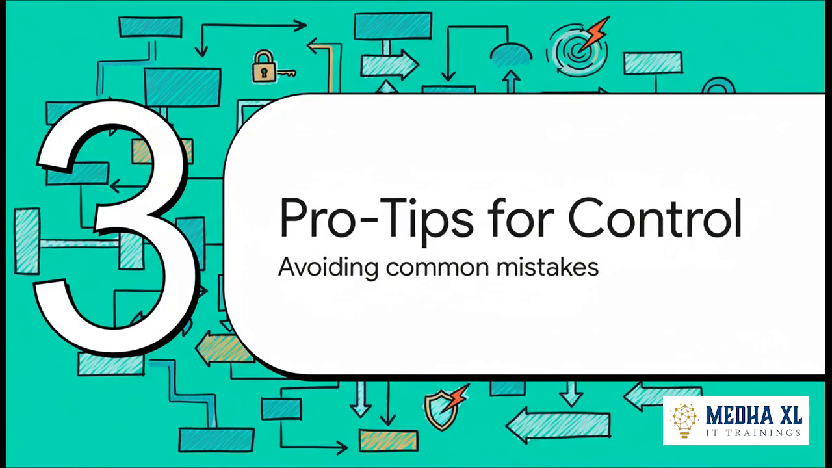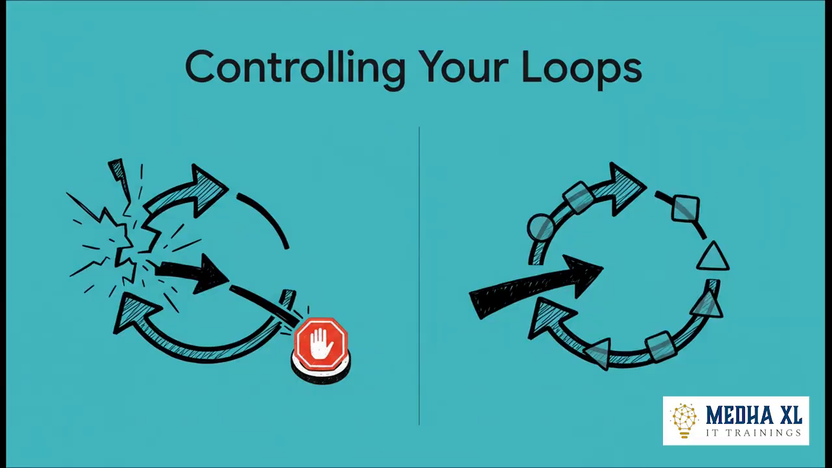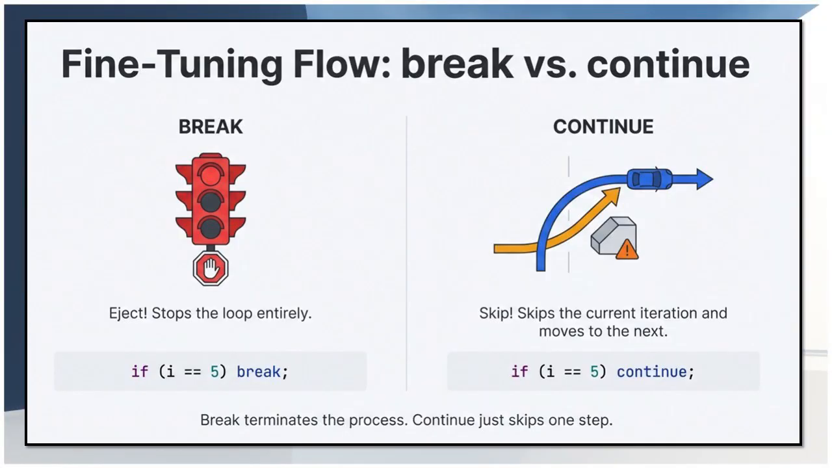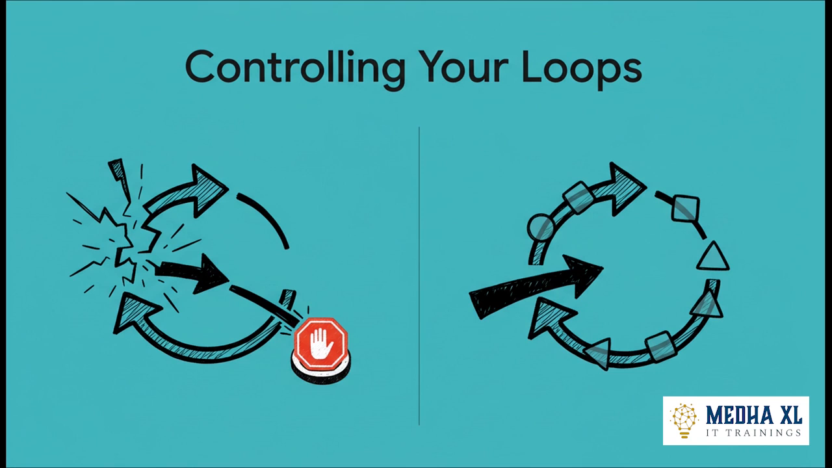Okay, so you've got the basics of deciding and repeating down. Let's get into some pro tips now so you can really take charge of your code and, more importantly, avoid some really common headaches. Sometimes you need to jump in and mess with a loop while it's running. You've got two main tools for that. Break is basically the emergency stop button. It kills the loop instantly right where it is. Continue is a little different. It's more like hitting skip on a song. It just ends the current cycle and jumps straight to the top for the next one.